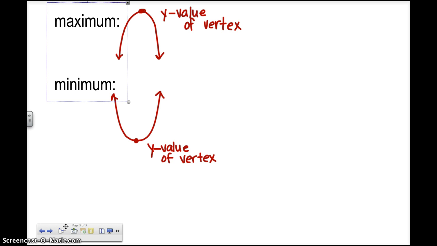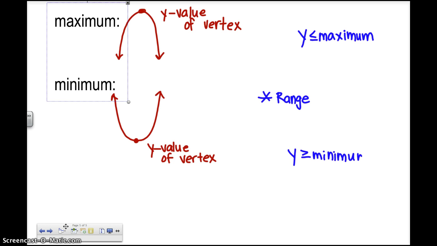Okay? And why do we care about this? It also helps us determine the range. If we know the maximum, y has to be less than or equal to the maximum. That's going to be the range for these values. Right here, y is going to be greater than or equal to whatever the minimum is. We can calculate domain and range for any parabola.